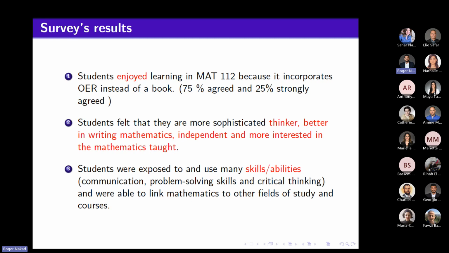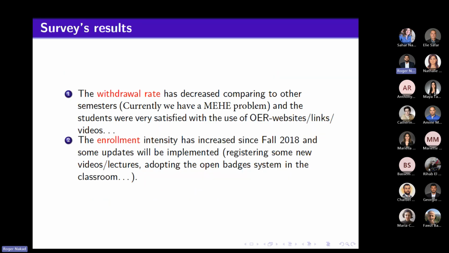They are exposed to many new abilities and skills. For example, when we gave examples of Formula 1, students were divided into groups, and this enhanced the communication between the students, the problem-solving skills, and the critical thinking as well. The withdrawal rate, as I said, decreased. Currently, we have a MEHE problem. That's a different issue. The enrollment intensity has increased.